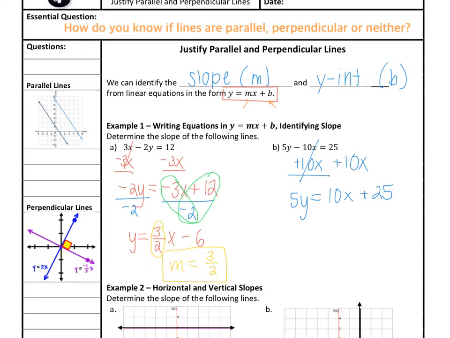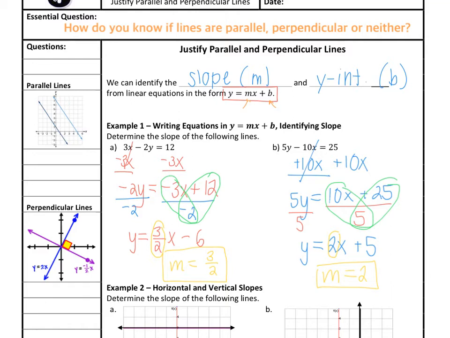I need to get y completely by itself, so this time I need to divide both sides by 5. 5 divided by 5 leaves me with y, which is what I want. Next, 10 divided by 5 works out nicely and leaves me with a 2x. And 25 divided by 5 leaves me with a positive 5. We're looking for the slope, which is what's in front of your x, so the slope of this line is a positive 2. If you're stuck on that, please call Miss Griffin and myself over right now before we get further in the video, but that should have been a little refresher from last year in algebra.